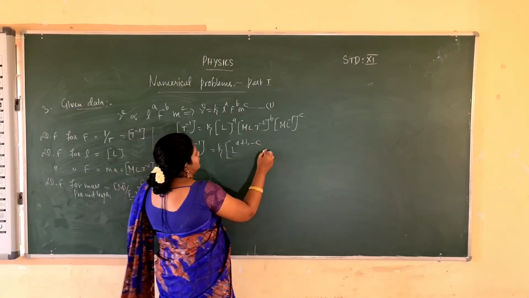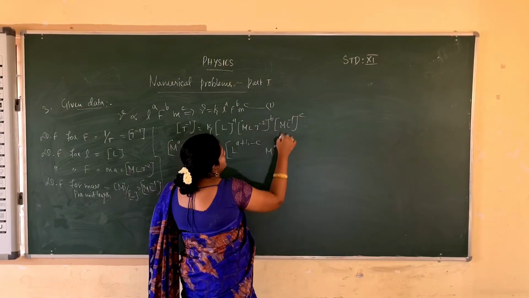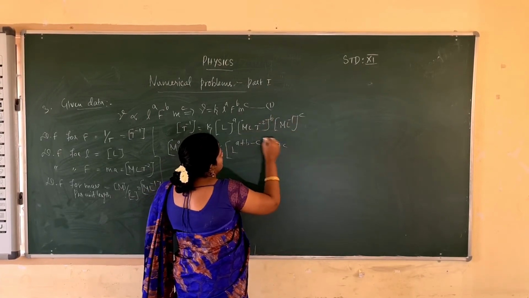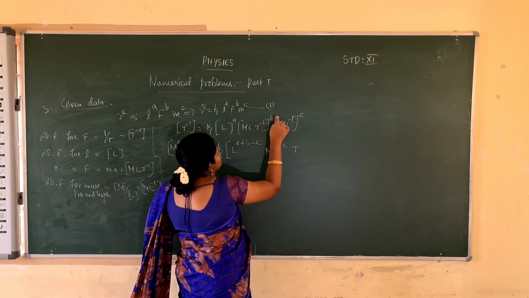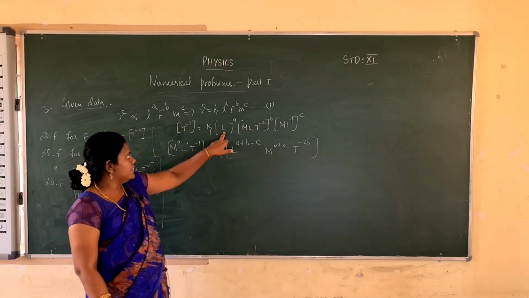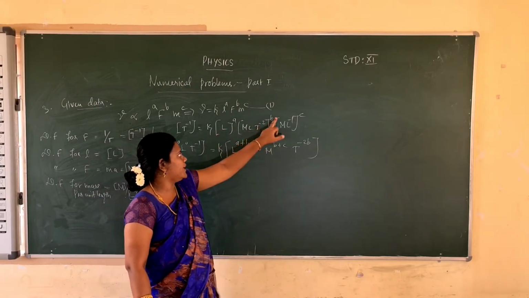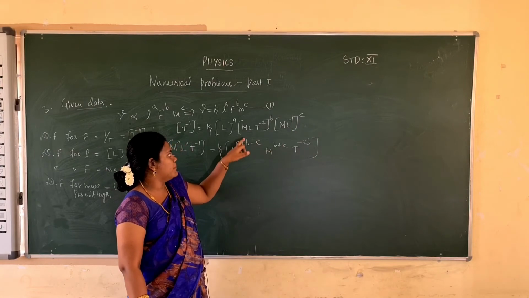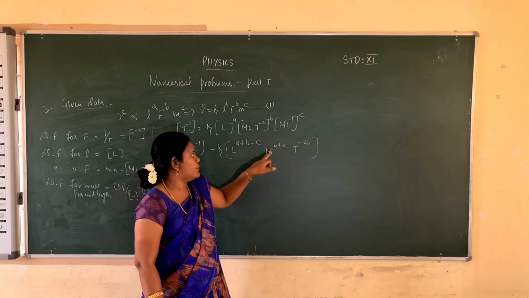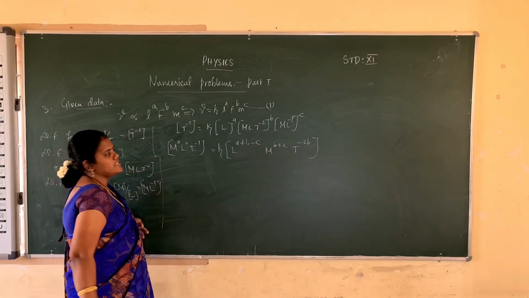Then M power B and M power C. Then t power minus 2B. Clear? L is there, L is there, L is there. So L power A, L power B and L power minus C, so A plus B minus C. Then M power B and M power C, so B plus C, and t power minus 2B. Then equating on both sides.